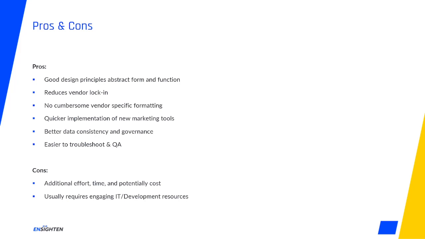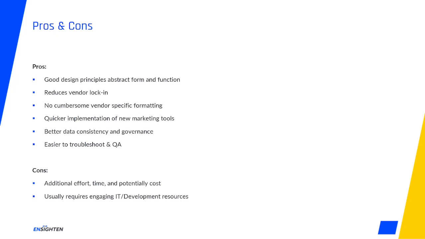Good design principles abstract form and function. You're better able to keep a clean and efficient setup by placing things into a singular location. We reduce vendor lock-in by centralizing the data rather than only creating and managing pieces as they pertain to a particular vendor. No longer requires cumbersome vendor-specific formatting, leaving IT free to create a more universal structure while the tags can handle any modifications. Much quicker implementation of new marketing tools as the data is already available at all times. Better data consistency and governance because you know exactly where the data is coming from and have better control over when it arrives. And easier to troubleshoot in QA when you only need to look in one place for an issue you suspect is with your dataset.